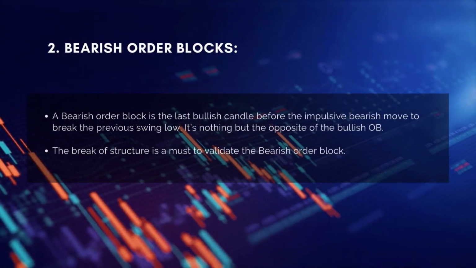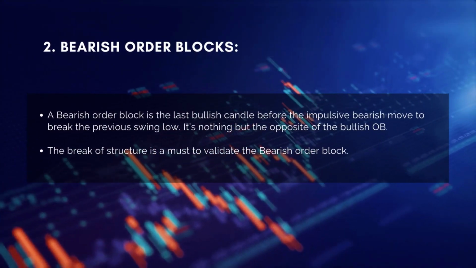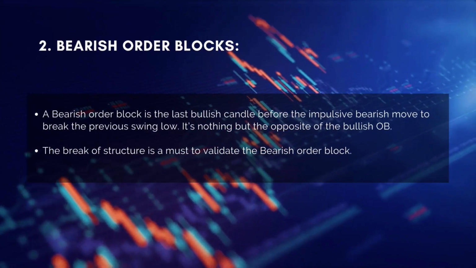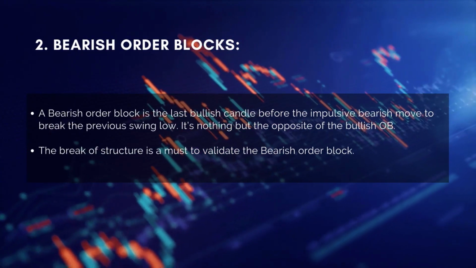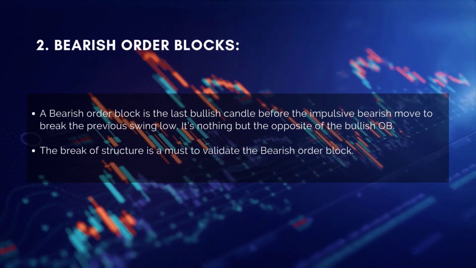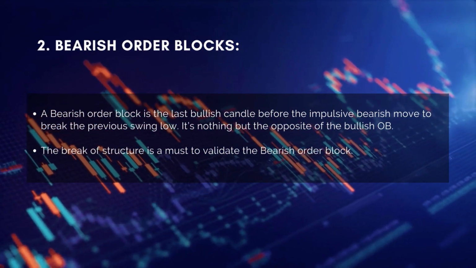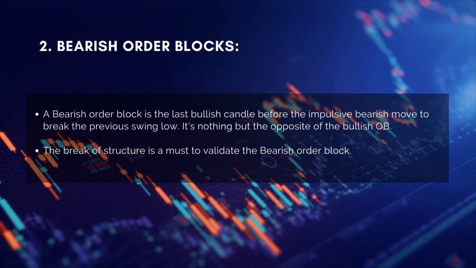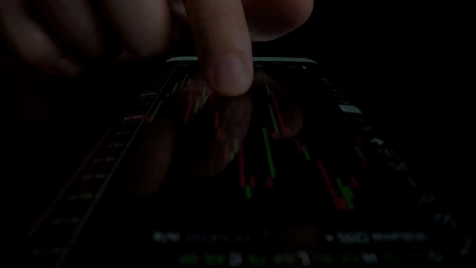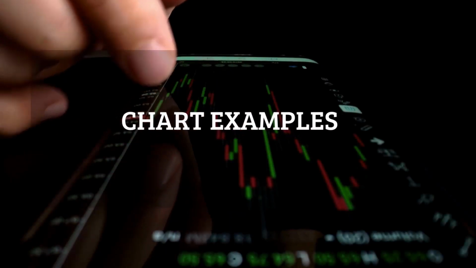Let's move on now to the bearish order block. Bearish order block is the last bullish candle before the impulsive bearish move to break the previous swing low. It's nothing but the opposite of the bullish order block. Note that the break of structure is a must to validate the bearish order block. Let's move on now to the chart to see some examples of the bearish order block.